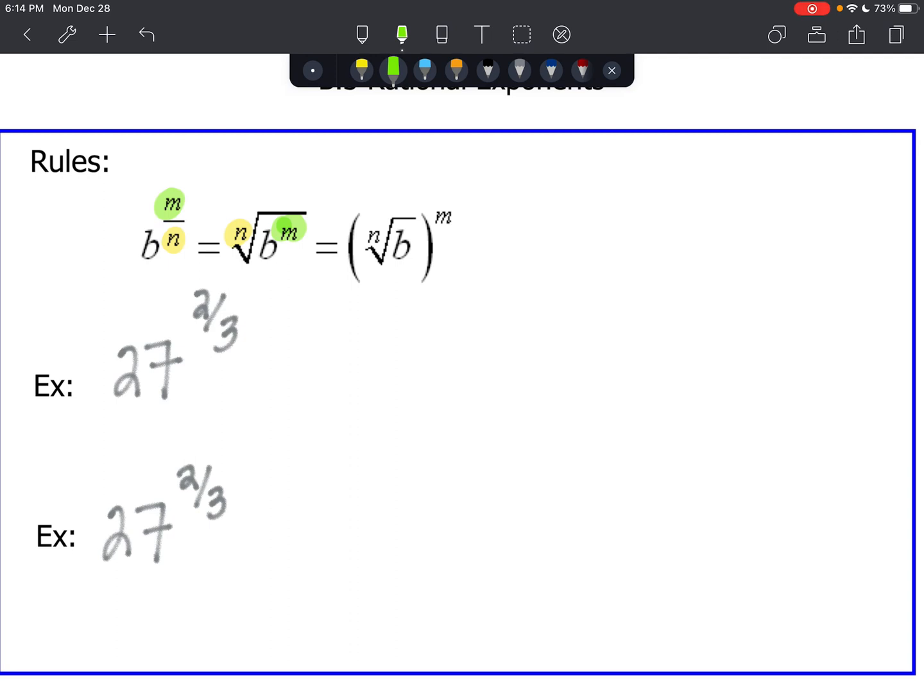Now there's two different ways that you can write this, but either way, the denominator's value from the exponent becomes the index, and then the numerator becomes the exponent. Depending on the problem that we're working on, sometimes it's easier to use this first definition, and sometimes it's easier to use the second. And I'm going to model what they look like.